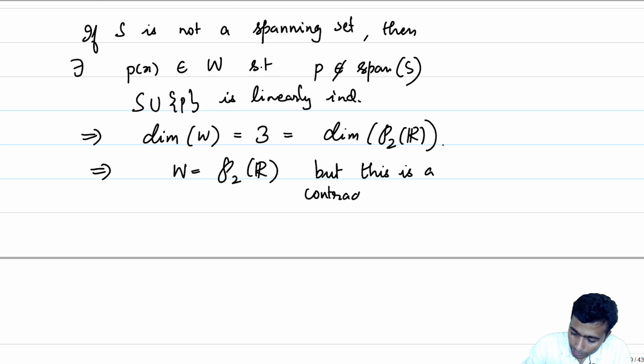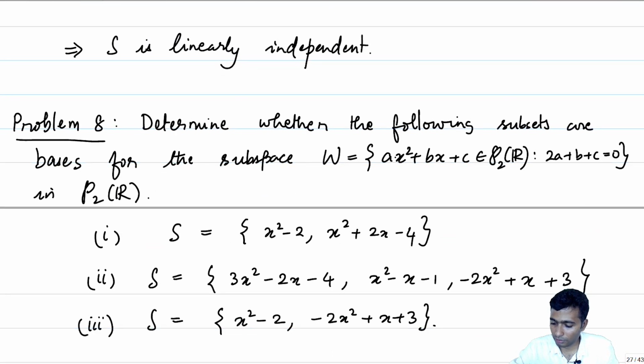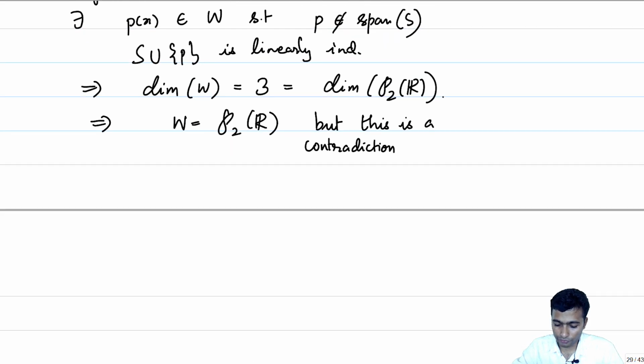Why is this a contradiction? Because every element in P2 of R does not satisfy the equation of the coefficients, which I am now underlining in green. For example, you look at 2x squared. 2x squared has coefficients 2 for x squared and 0 and 0. So, 2a plus b plus c will give us 4, which is not equal to 0. So, every element of P2 of R does not satisfy this relation on coefficients.